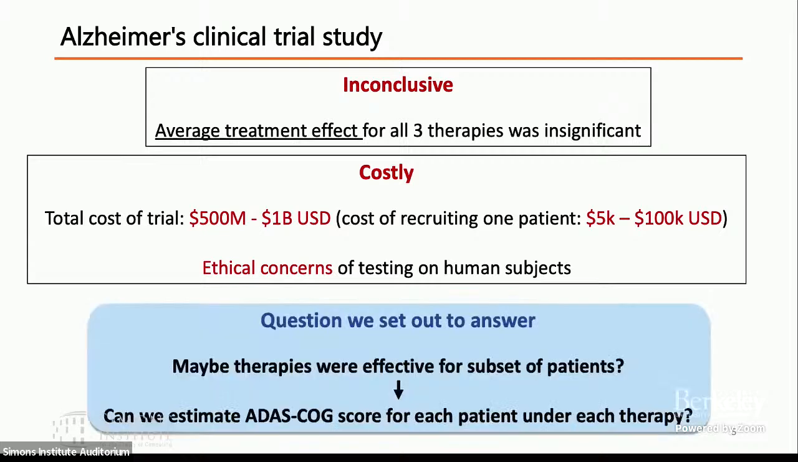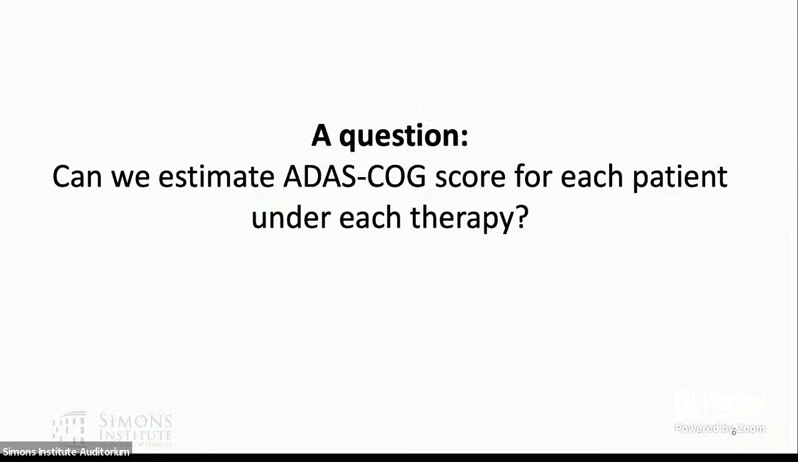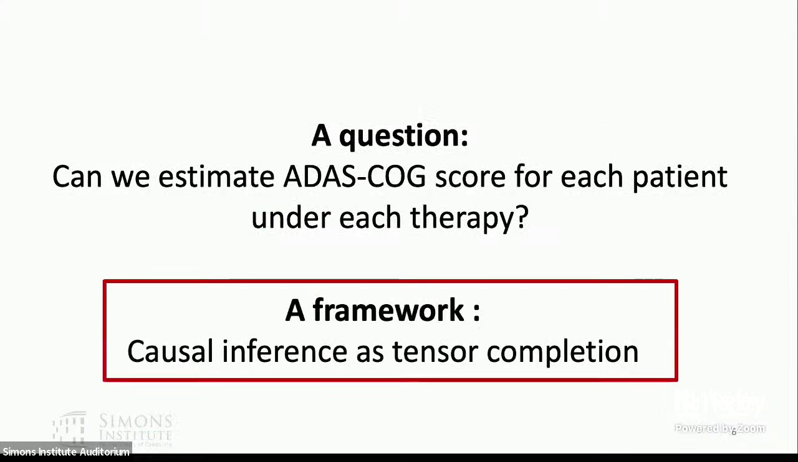So the question we set out to answer with them was that maybe there was a subpopulation for which the therapies were effective. Towards that, we wanted to ask a relatively ambitious question, which is: can we estimate the ADAS-COG score for each patient under each therapy? Okay. This is the question. I'm going to show you how you can simply pose this question as one of tensor completion.